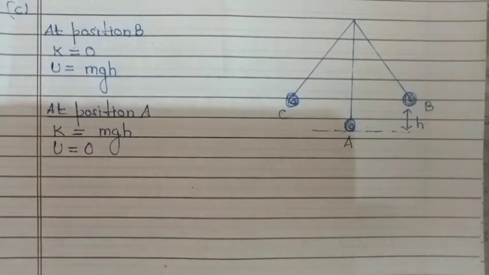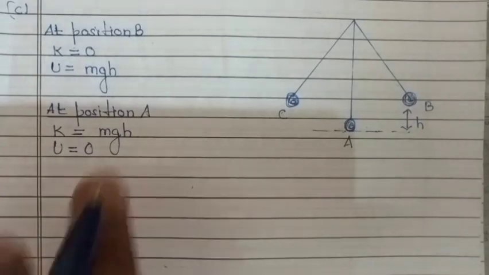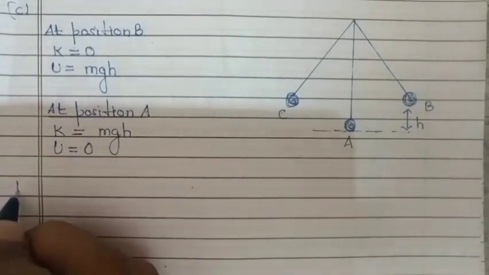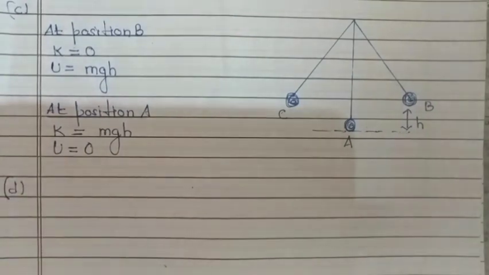So we cannot write kinetic energy as half mv square. Only height was given to us in this question. So we can write energy only in terms of h. Now moving on to the next part, that is the D part.